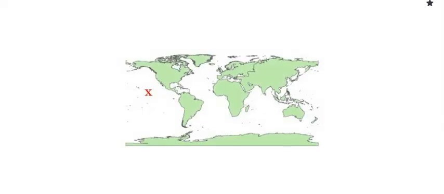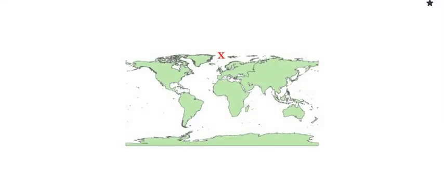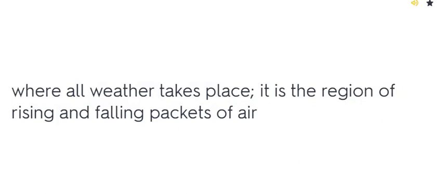Pacific Ocean. Arctic Ocean. Troposphere. Where all weather takes place, it is the region of rising and falling packets of air.